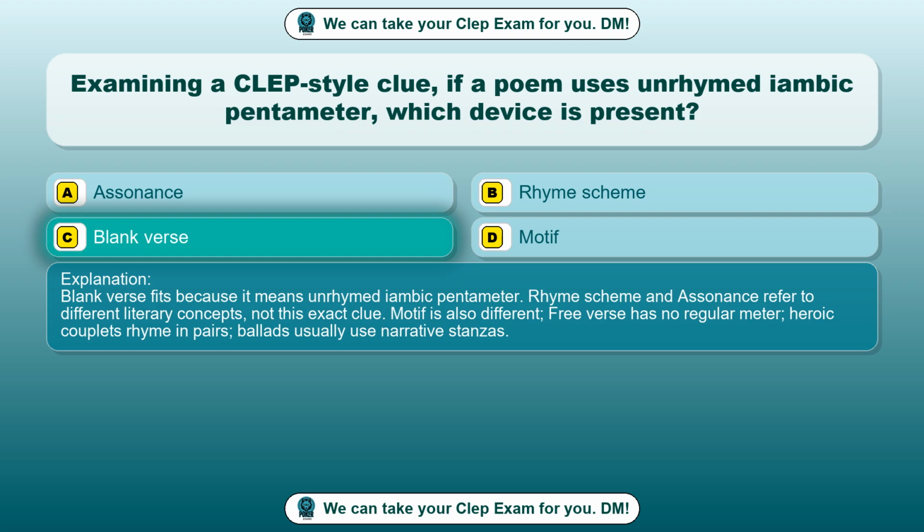Rhyme scheme and assonance refer to different literary concepts, not this exact clue. Motif is also different. Free verse has no regular meter. Heroic couplets rhyme in pairs. Ballads usually use narrative stanzas.